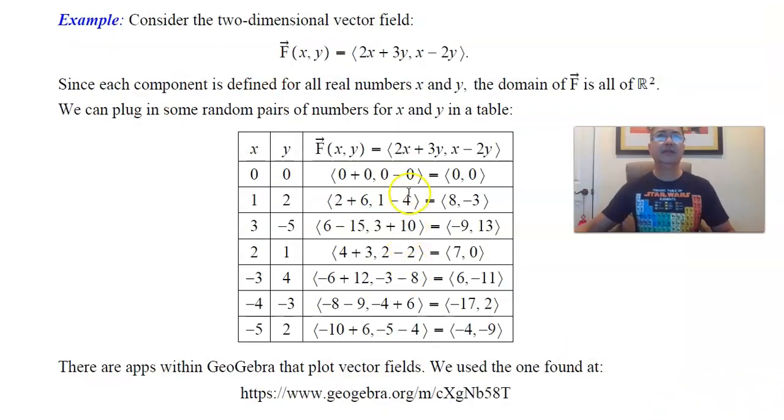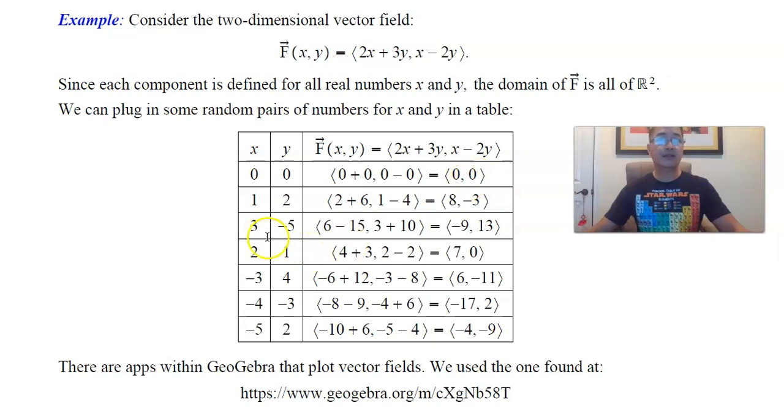All right, so here's a relatively simple vector field. You have F of x, y is 2x plus 3y for the first coordinate and x minus 2y for the second coordinate. Here are just random pairs of numbers for x and y. We can plug in any numbers we want because both of these functions are defined for all real numbers. We're not dividing by 0 or anything weird like that.